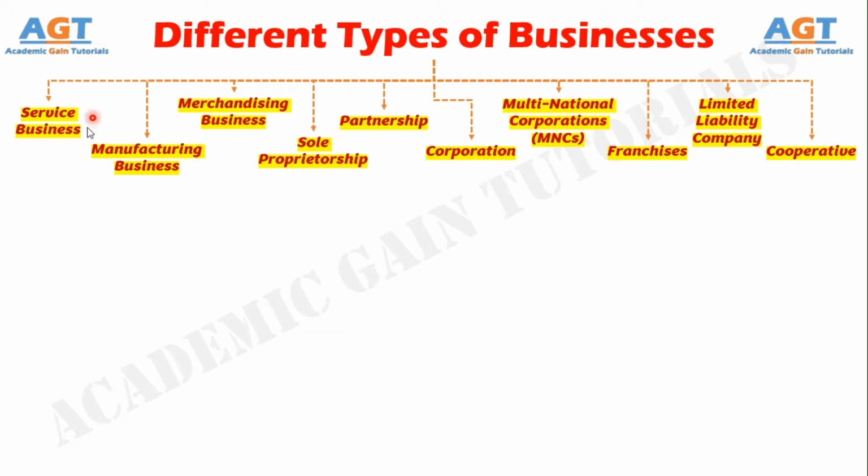Here, we will discuss 10 different types of businesses including service business, manufacturing business, merchandising business, sole proprietorship, partnership, corporation, multinational corporations or MNCs, franchises, limited liability company, and cooperatives.